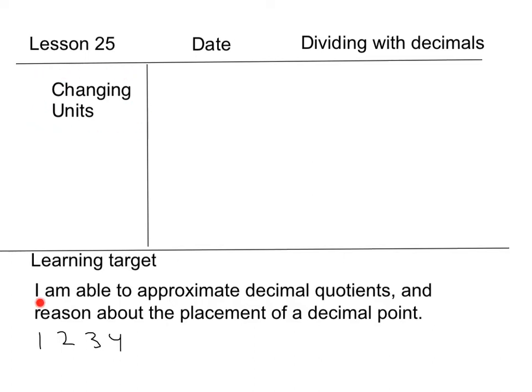Make sure you write your learning target, which is: I am able to approximate decimal quotients and reason about the placement of a decimal point. Now that sounds very confusing, but all it's saying is I am able to approximate. That's just another word for estimate or make an educated guess. You guys are really good at that at this point. Basically that means that if you see a number that has a decimal point and you divide it, you can say why that decimal point is moving and where it's going.